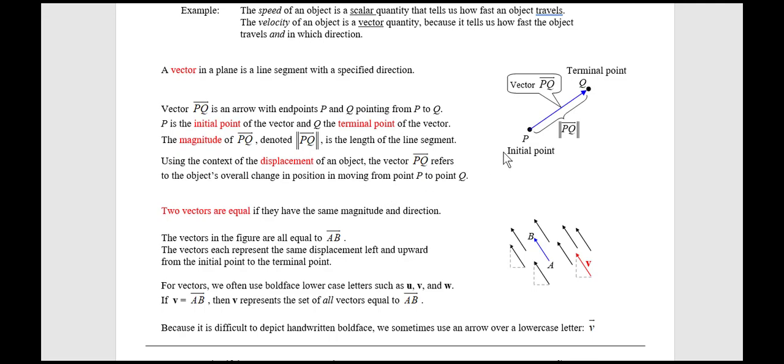So it is useful to think about how we might use these vectors. This is pretty useful here to think of a vector as a displacement, a change in position. If we wanted to describe how an object changes its position and it started at a point P and ended up at a point Q, we could describe that overall displacement of that object, the change in its position, by this vector. It tells us how far we moved and in what direction we moved.